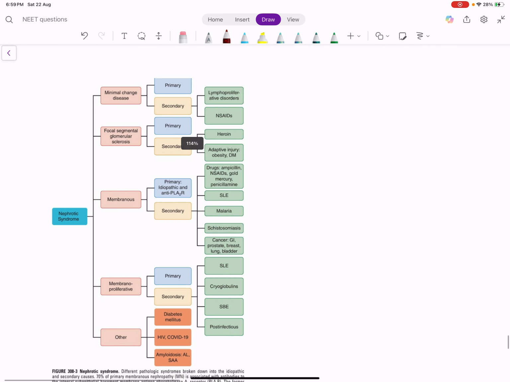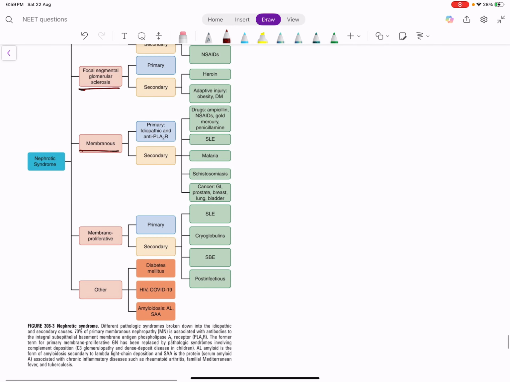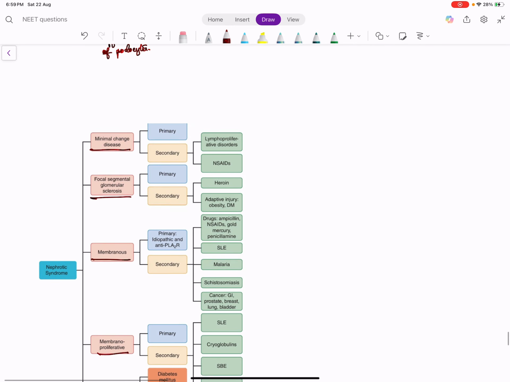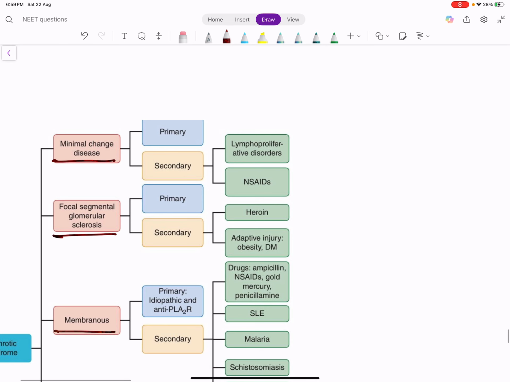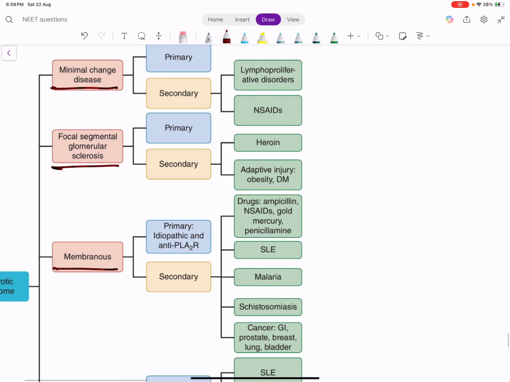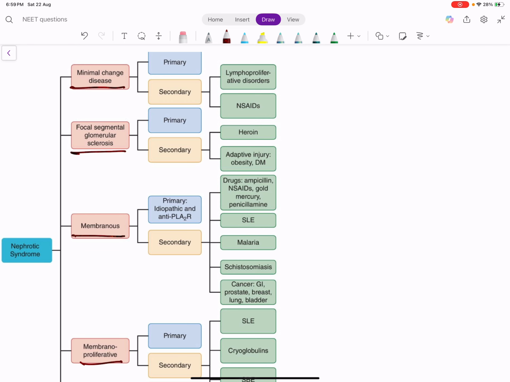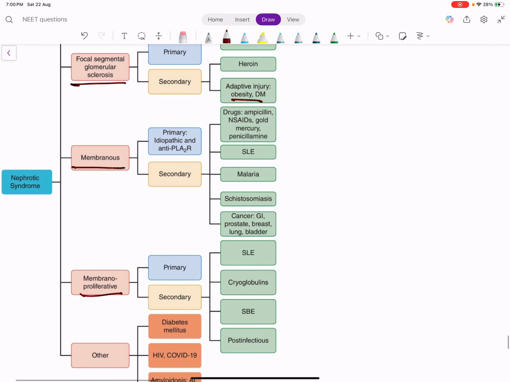See, this is how we evaluate nephrotic syndrome. I told you there are 3 main variants: minimal change disease, focal segmental glomerulosclerosis, and membranous glomerulonephritis. Of course, membranoproliferative also can come. If there is a minimal change disease, we have to rule out other conditions also. If there is FSGS, we have to rule out diabetes, obesity.